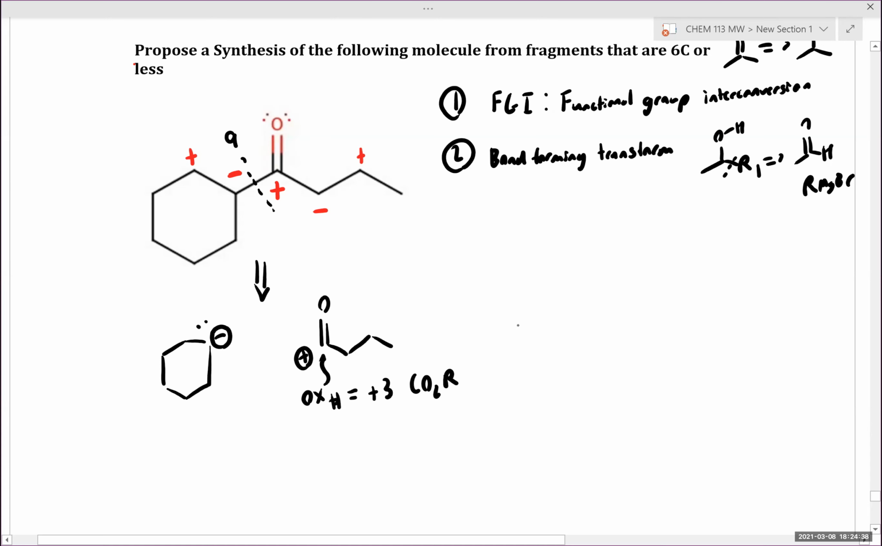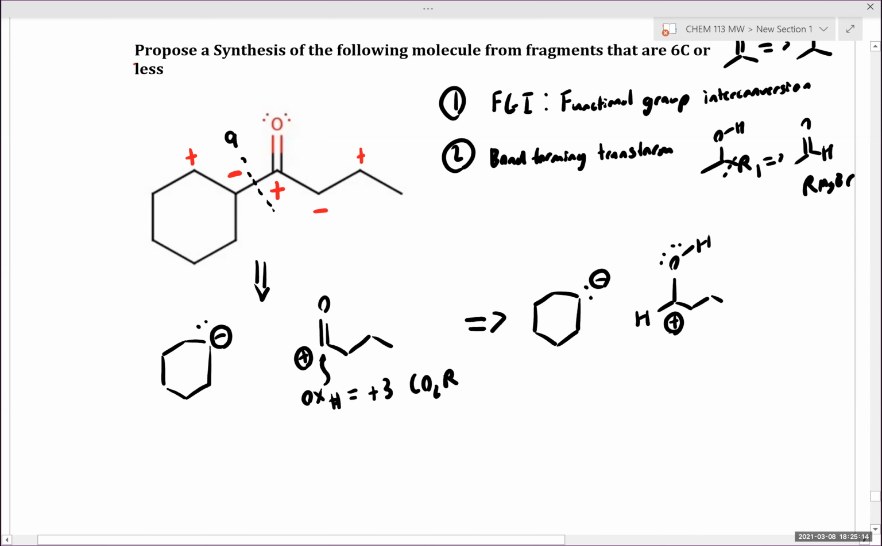Now, when the student went to convert these synthons into fragments, I found it really interesting that they decided to go to an aldehyde functionality. Now, the reason why that's so interesting and why that was a very good strategic move has to do with chemoselectivity.